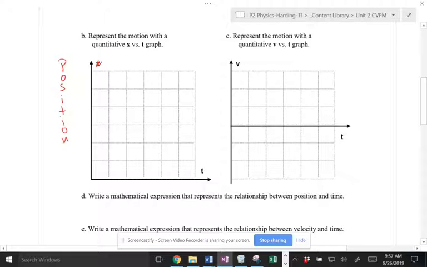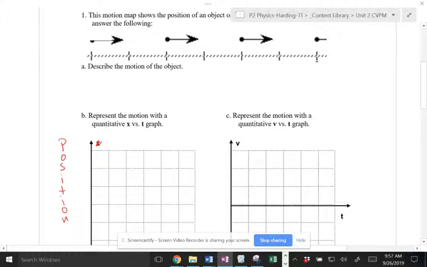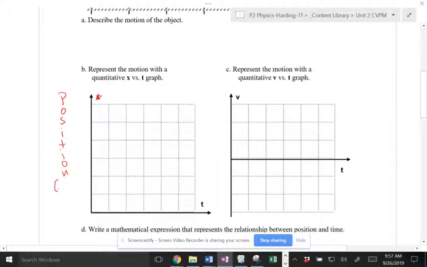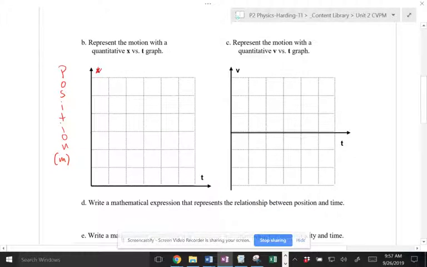Position. Does it say meters on your thing? Yeah. Okay. So I'm gonna throw a unit there. Meters. Then this is time in seconds. And then this one clearly is velocity, and we'll guess meters per second for that. This is time in seconds. All right.